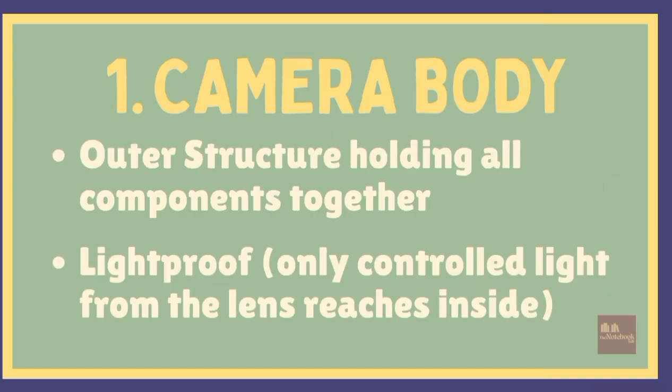So let's begin. First, we have the camera body, which is the outer structure, the main body that we see of the camera, which is basically holding all the components together. It is light proof so that any light that passes through the camera only goes through the lens. It does not capture any light that is coming from all the other directions.